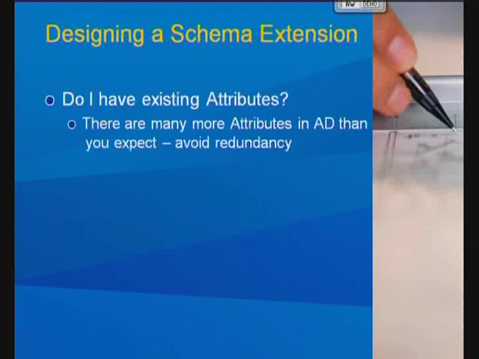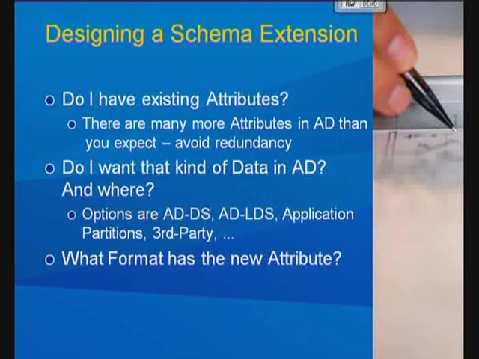So the first thing to evaluate when designing a schema extension is that maybe I have existing attributes. For example, there are attributes like drink or employee ID already in the schema, and there are a lot of attributes.